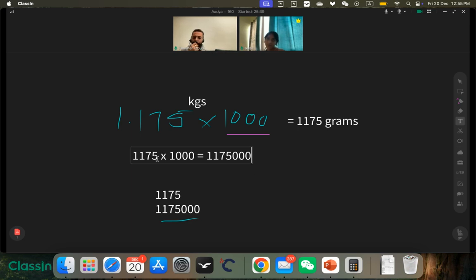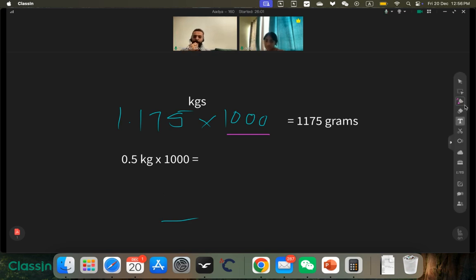So, 0.5 times 1,000, it's going to be the same. So when I do 0.5 kg times 1,000, what am I going to get? Am I going to get 500? Or, what is the answer of 0.5 times 1,000? 5. 5 grams. Say again. 5 grams. 5 grams.